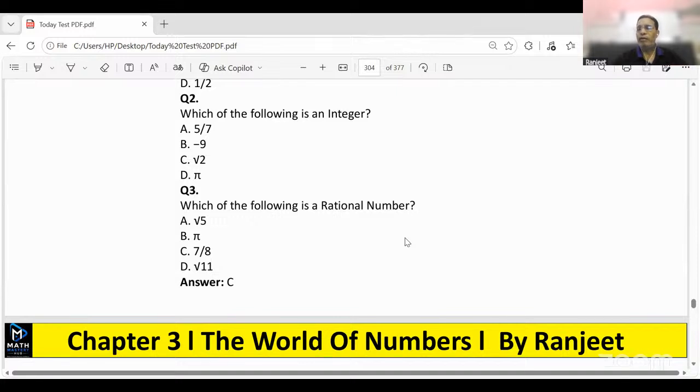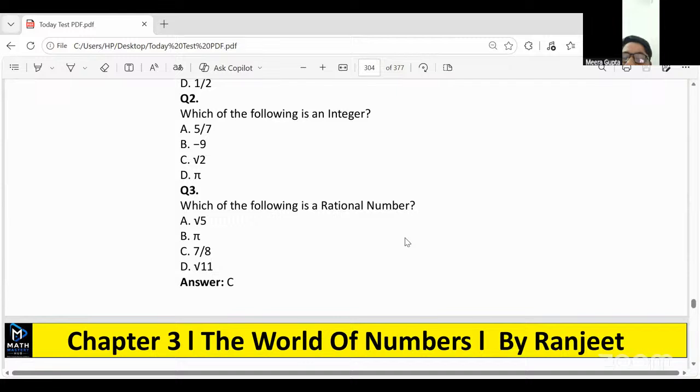Define rational number. A rational number can be represented in the form of p by q, where p and q are integers and q is not equal to 0. Is it clear? A fraction can also be written in the form of p by q, where p and q are whole numbers and q is not equal to 0. That is the difference. There are two definitions: one is for a rational number and the other is for a fraction. In the case of a fraction, we take p and q as whole numbers. In the case of a rational number, we take p and q as integers.